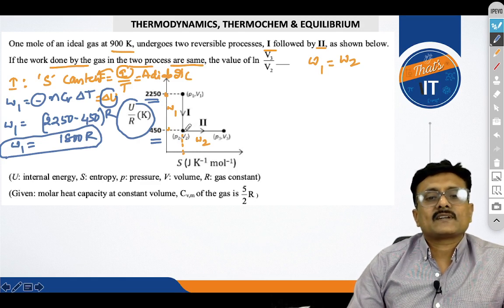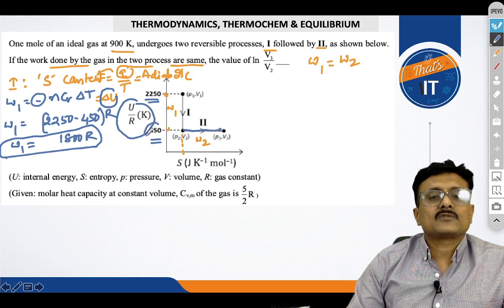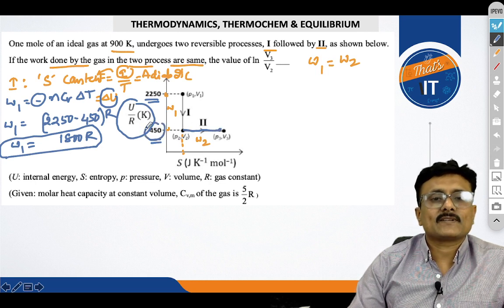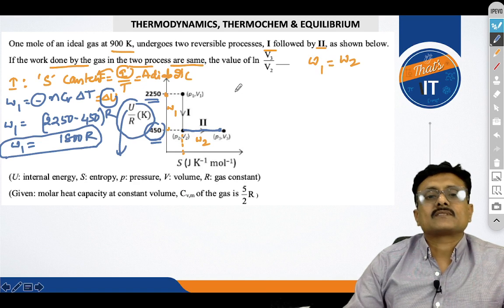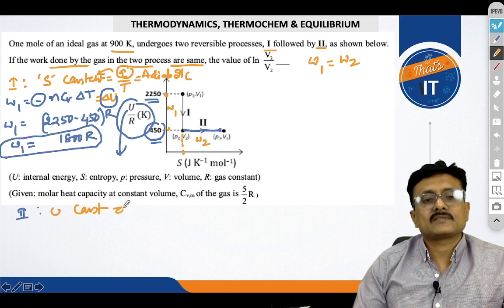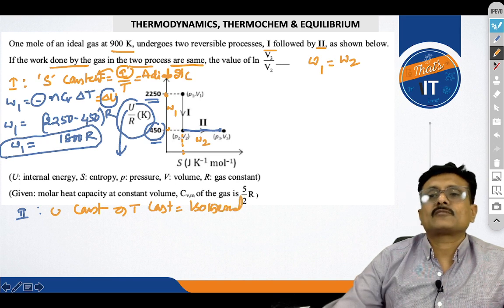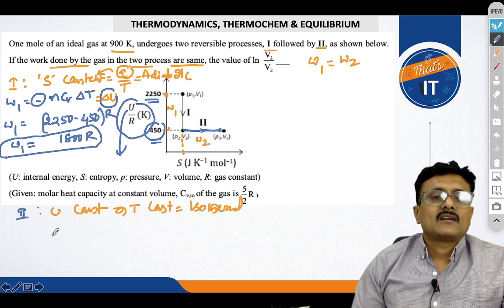When it comes to the second process, you can see that U is constant. U is constant means temperature is constant. That means this process is isothermal. For isothermal, you know how to find the work.